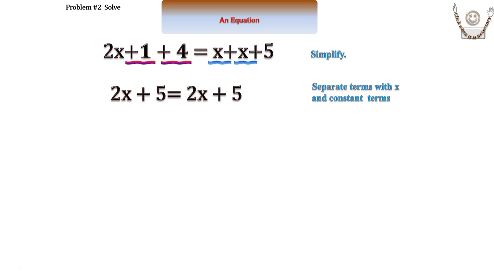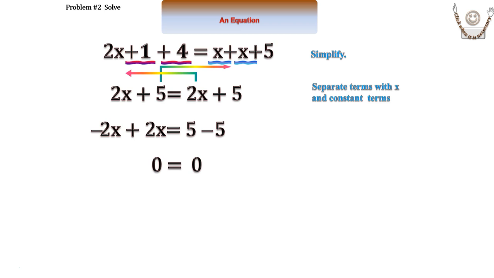If we separate terms with x and constant terms, this is what we will have: negative 2x and positive 2x on the left, positive 5 and negative 5 on the right. If you combine like terms, negative 2x and positive 2x is 0, positive 5 and negative 5 is 0, which is true. How can we show the solution? The solution set is the set of all real numbers. Very interesting situation.